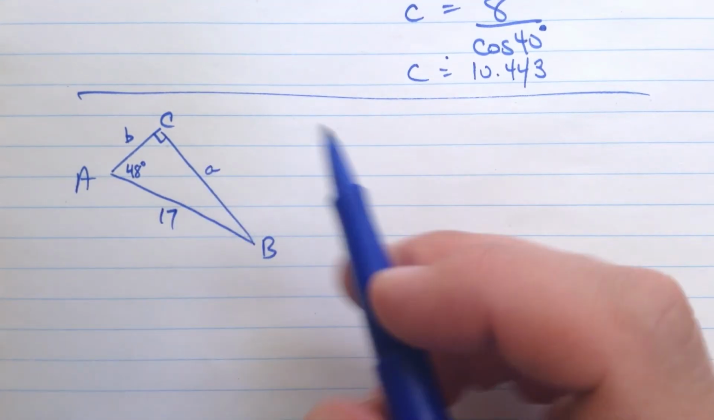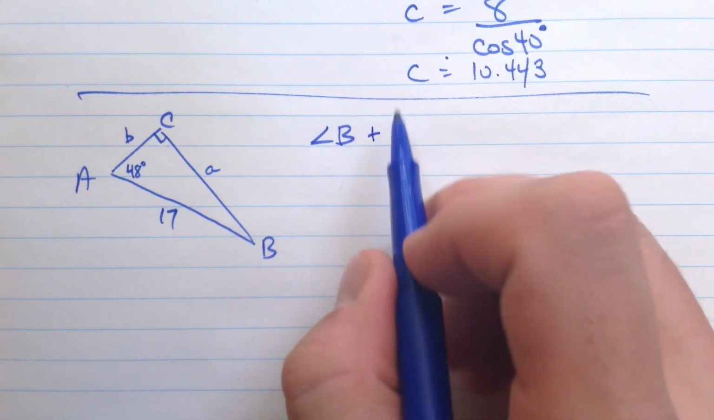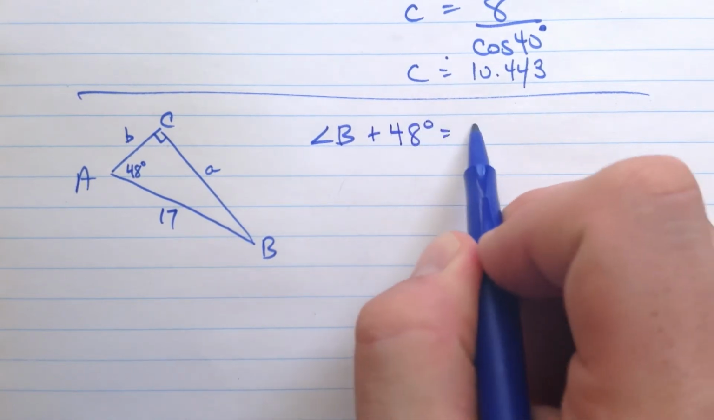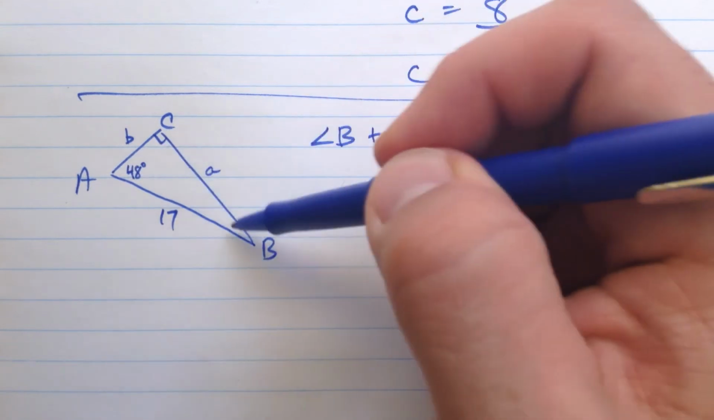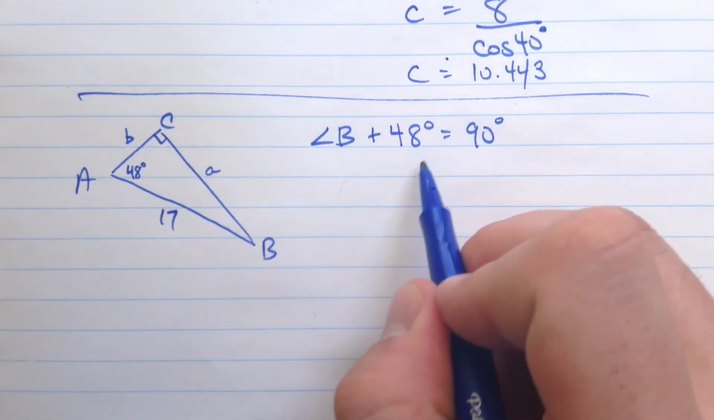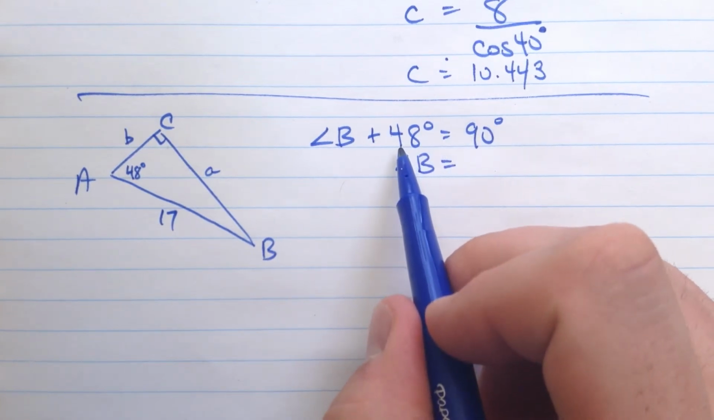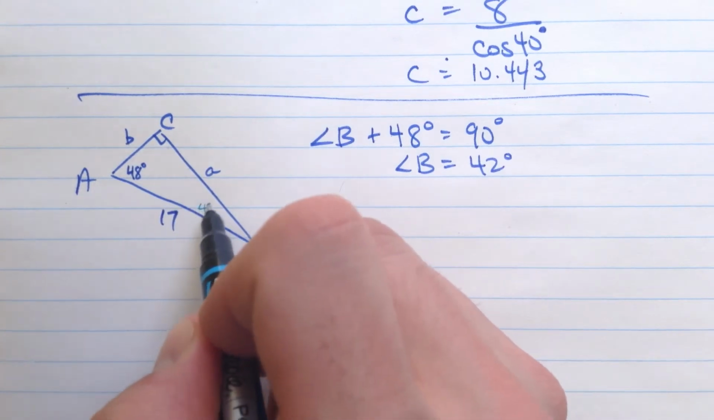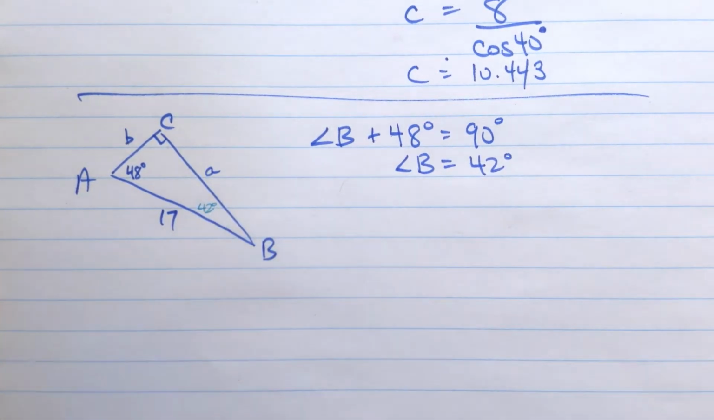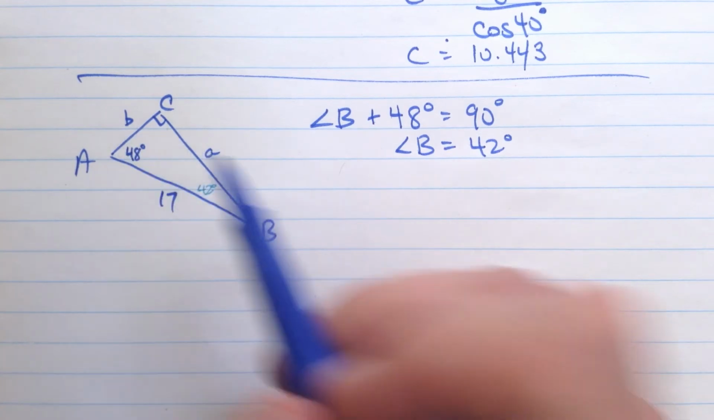Well, capital B we can figure out pretty quickly in the same way as before. I'm actually going to do it this way. B plus 48 is 90 because I know that there's 90 used up in my triangle. These two have to add up to 90. So that means that angle B must be equal to 42 degrees. Okay, and now I still need to find out little a and little b.